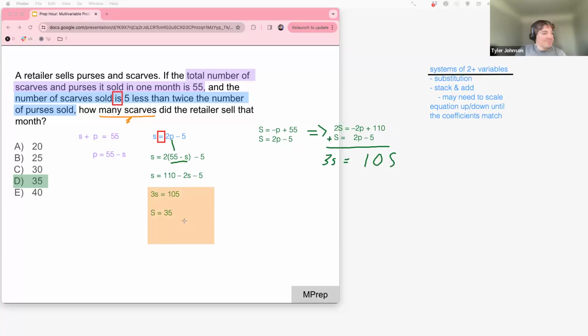And for this problem, I wouldn't say, I don't know, both of these take about the same amount of time in my opinion for this problem. So while I'm a fan of stack and add, I don't want to say there's anything wrong with substitution. My eyes are always looking to stack and add or stack and subtract when it's possible. But if you don't see it, substitution will work out in the end.